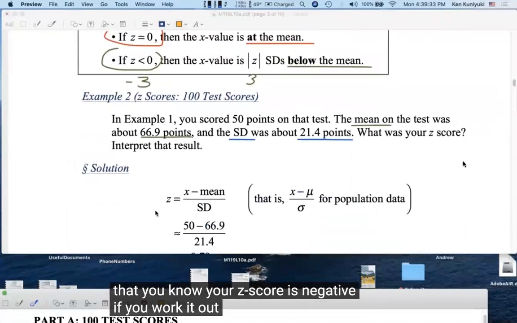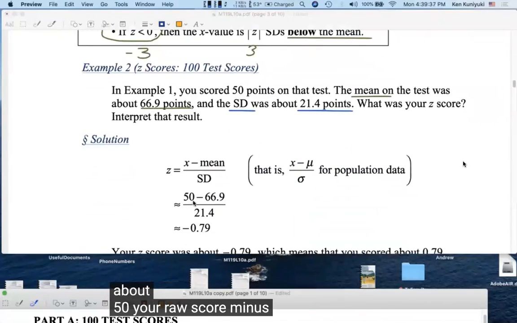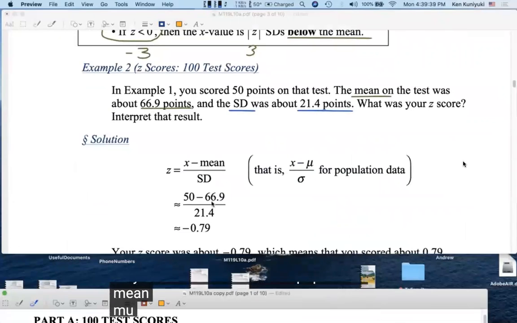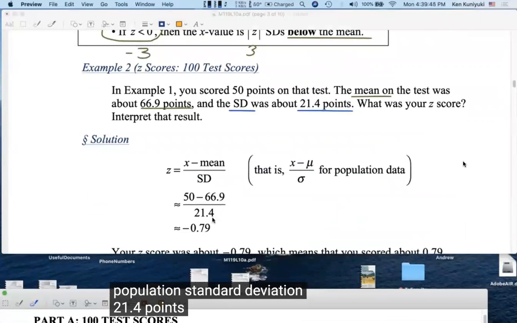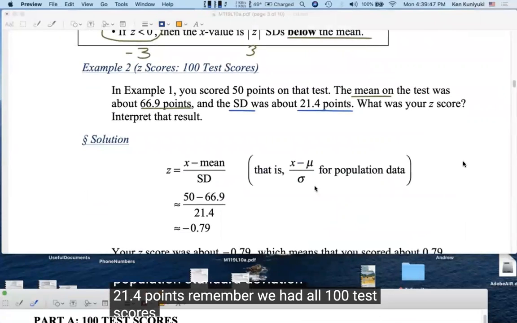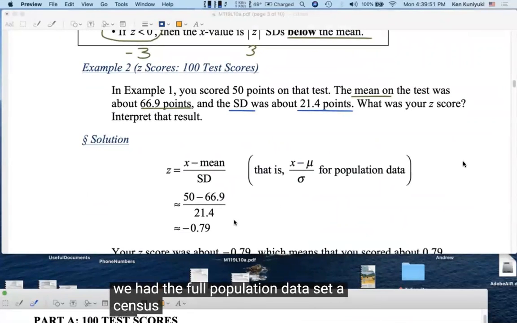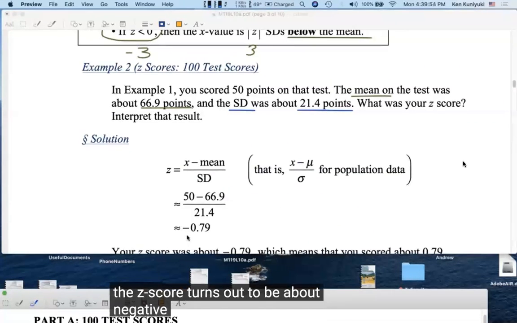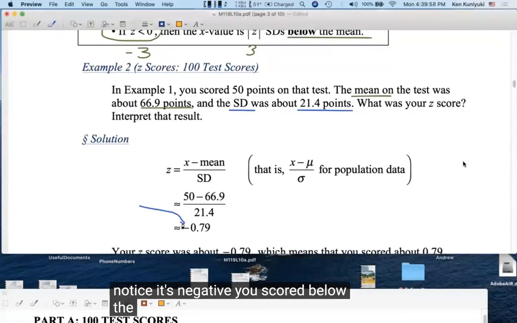If you work it out, your z-score was about 50, your raw score, minus the population mean, mu, 66.9 points, all divided by the population standard deviation, 21.4 points. Remember, we had all 100 test scores. We had the full population data set, a census. The z-score turns out to be about negative 0.79.